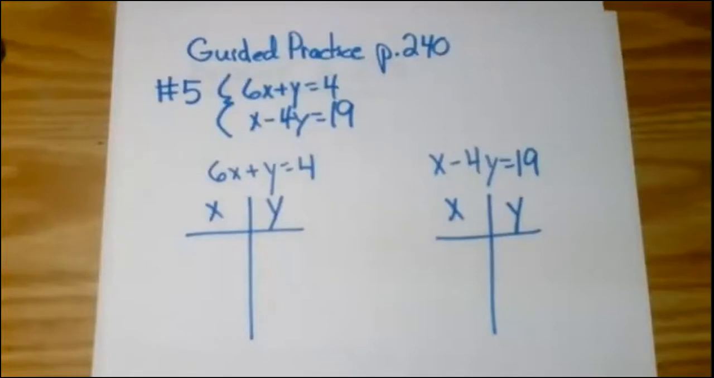Okay, starting with number 5, they want us to solve each system but estimate the solution first. When you do this page, you do not have to estimate the solution for all the problems. The one we're doing right now, we're going to estimate, and that will be good. You don't have to estimate them for all of them.